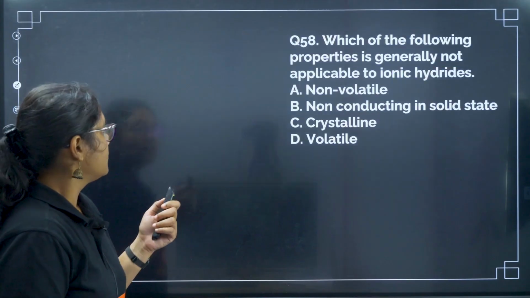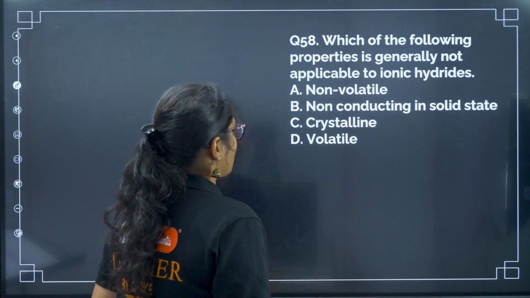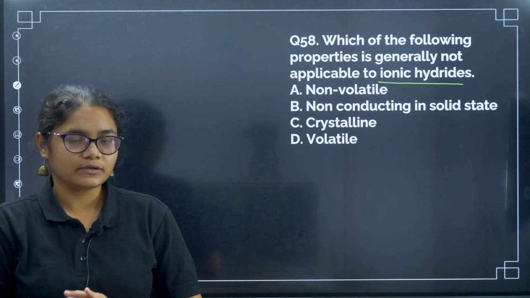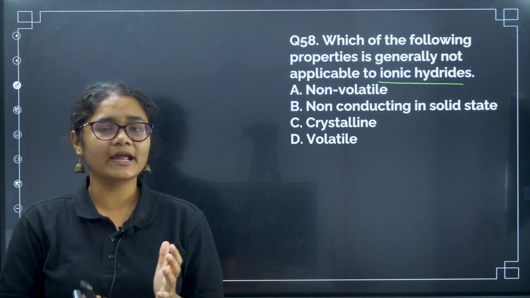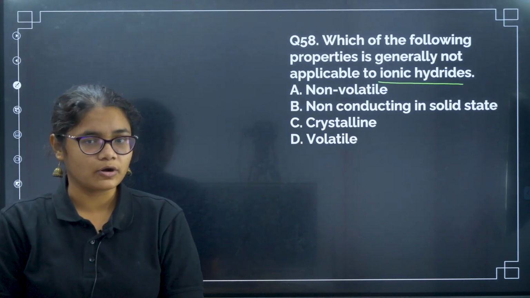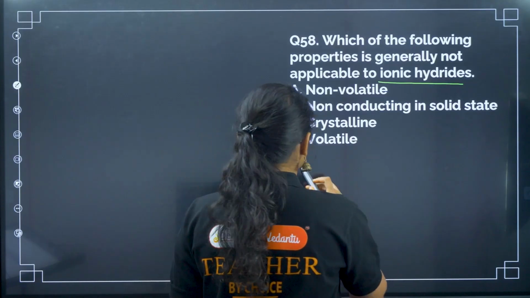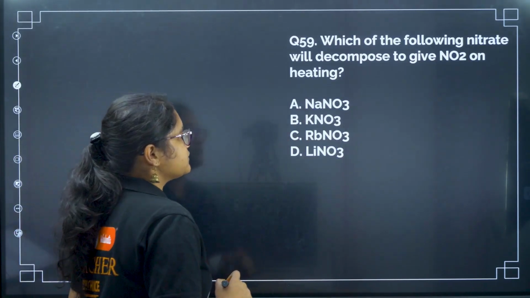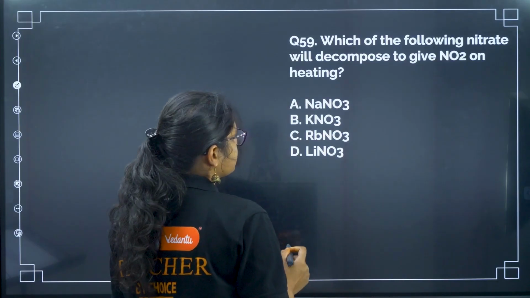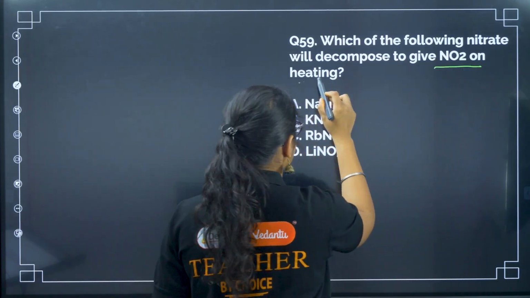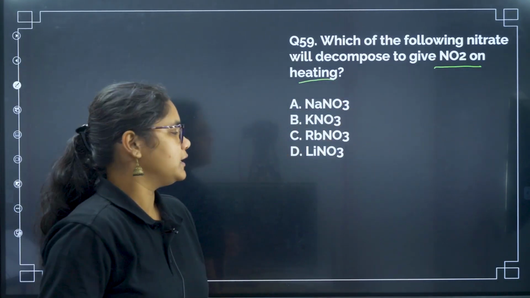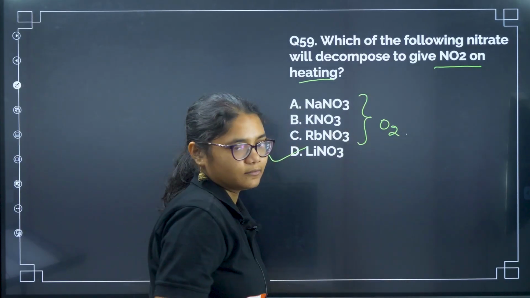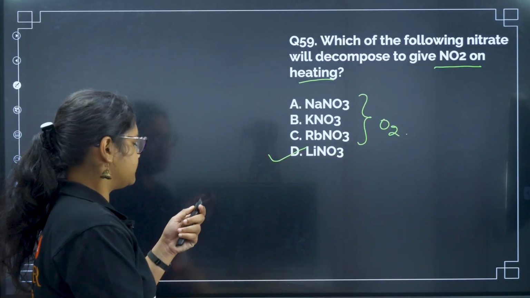Okay. Next, which of the following properties is generally not applicable to ionic hydrides? So this is again a simple question. Ionic hydrides are having very strong bonds between them, so they are not volatile. So the correct answer for this question is option number D. Next, which of the following nitrates will decompose to give you NO2 on heating? So the only nitrate which gives NO2 on heating is lithium nitrate, and all others will produce oxygen. Okay, correct answer is option number D.